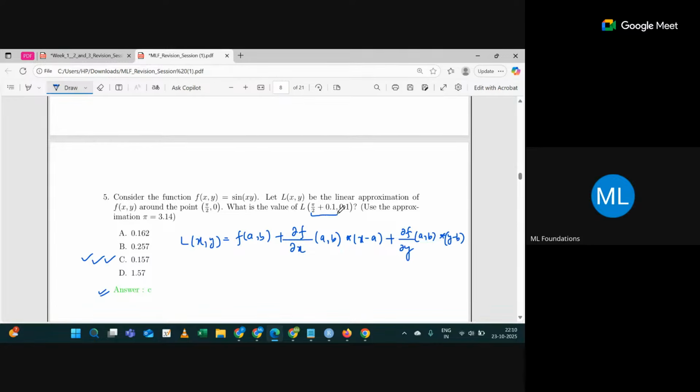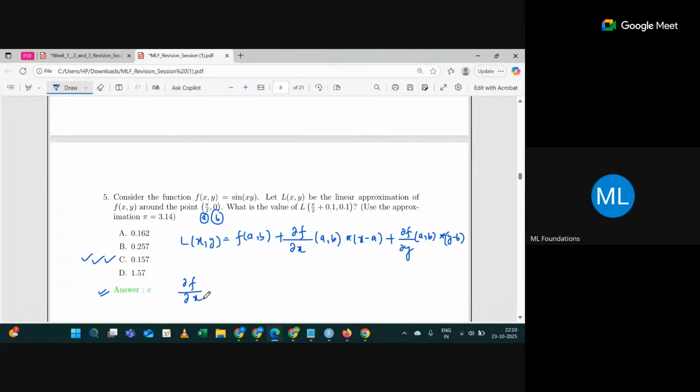So this is the point around A comma B. Now what is the f of x? f of x comma y is sine of xy. So first, what are the things we need? We need del f del x. So what is the del f del x?